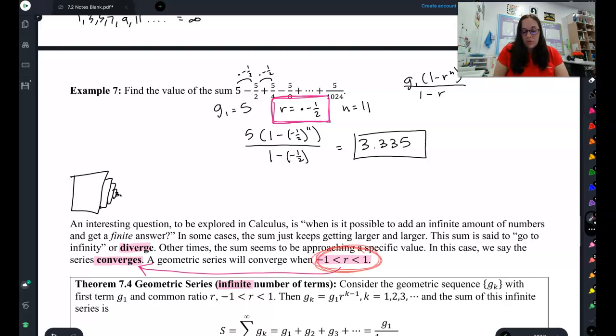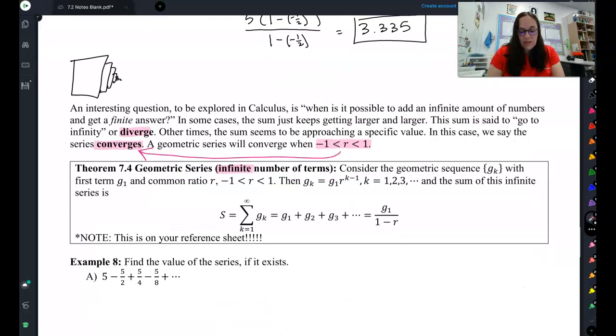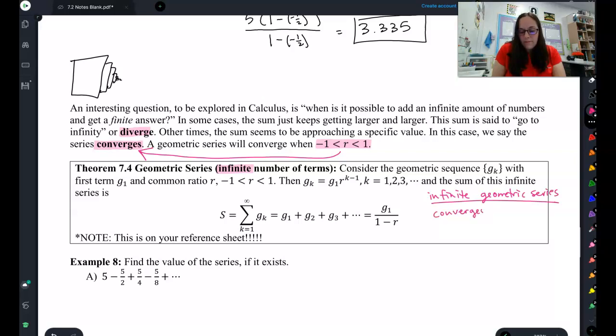-1/2 is between these numbers. That's why this sequence converges to a single answer. So when we're talking about infinite geometric series, the first thing we have to figure out is if it converges. If your infinite geometric series converges, so r is between -1 and 1, then you use this formula.